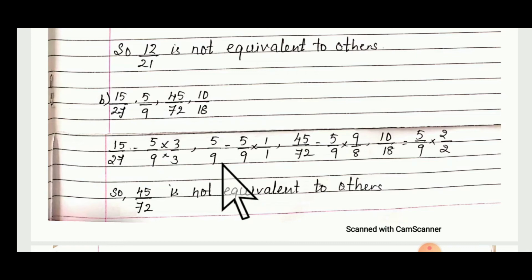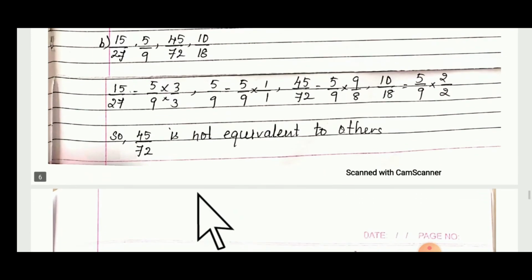The next question is 45 by 72. So 5, how many is 45? 5 9s are 45, and 9, how many is 72? 9 8s are 72. We got here 9 and 8, both are different. The next one is 10 by 18 is equals to 5 by 9, the smallest one. 5, how many is 10? 5 2s are 10, and 9 2s are 18. This is also equivalent, whereas the different one is 45 by 72. So 45 by 72 is not equivalent to others.